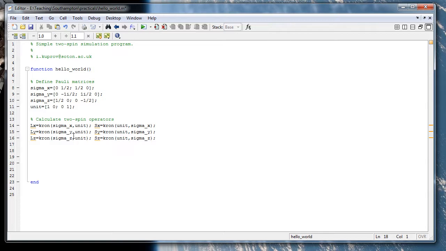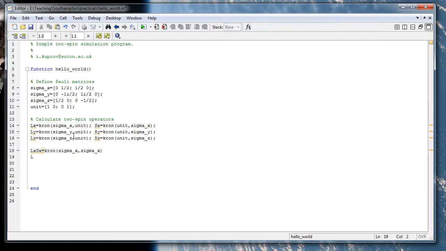Okay, so we've created our basic operators. Now, because Kronecker product commutes with plain products, it doesn't make any difference whether we compute 2 spin operators. So let's say Lx Sx, a Kronecker product. We could do it with Kron sigma x and then sigma x. That will be a 2 spin operator, or we can use the operators we've already created.